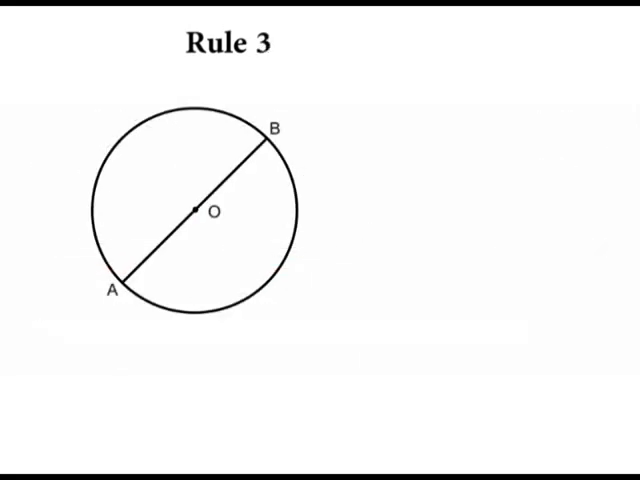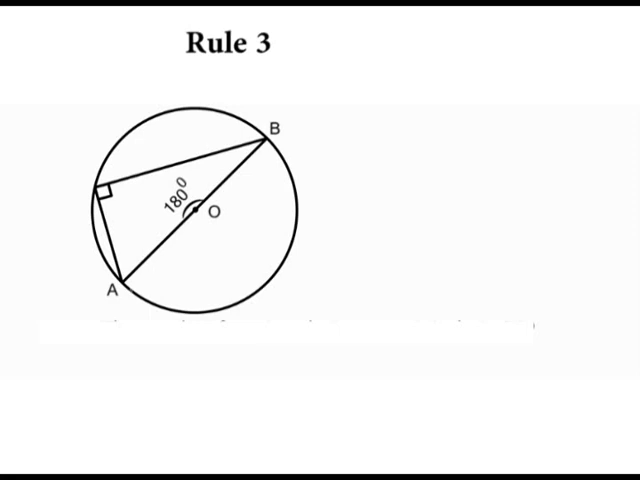Rule 3. This is a diameter and 2 semicircles. If this diameter subtends an angle on the circumference, that angle will always be 90 degrees. And if you think about it, this is the same as rule 2. Imagine AO and OB to be 2 radii. They subtend an angle at the center of 180 degrees, that is angles on a straight line. So the angle at the circumference is half of that, 90 degrees.